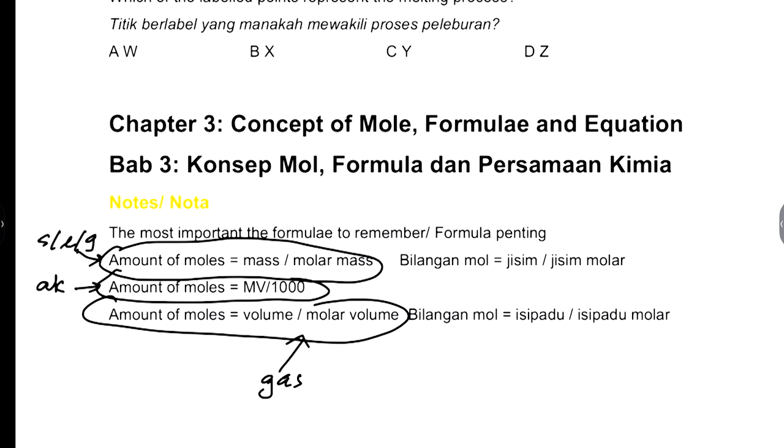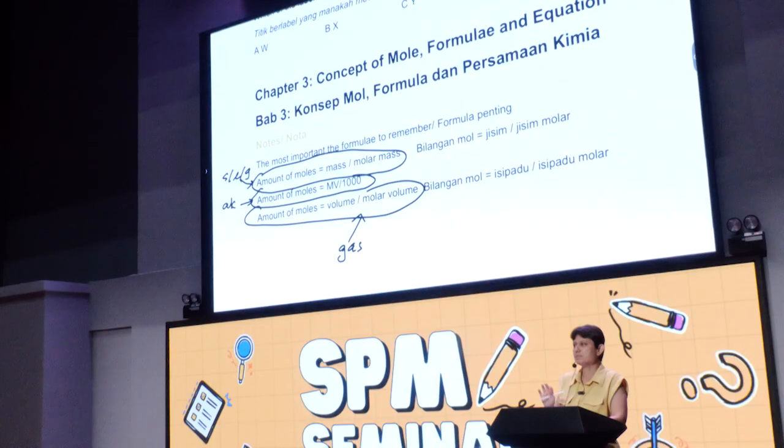Now, dalam SPM, semasa pengiraan, persamaan kimia tidak diberi. When you have questions on calculations, they don't give you equation. So if your equation is wrong, everything wrong lah. Okay, so persamaan kimia must be balanced. Okay, let's straight away jump into one question.